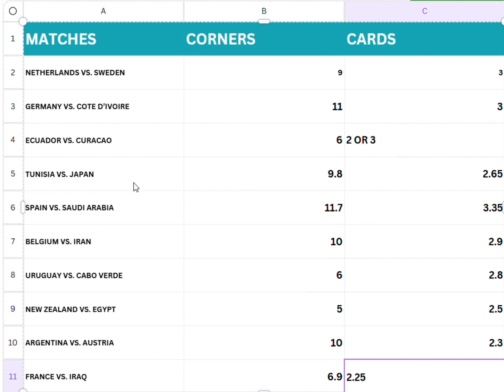So yeah, this is basically what we're expecting when it comes to corners and cards for the next 10 matches of the World Cup tournament. Know that for Argentina and Netherlands, there were outliers in the cards they collected, because there was a match where they played against each other and had 15 cards in total in one match. So I had to exclude that particular data, because it would really mess up everything.